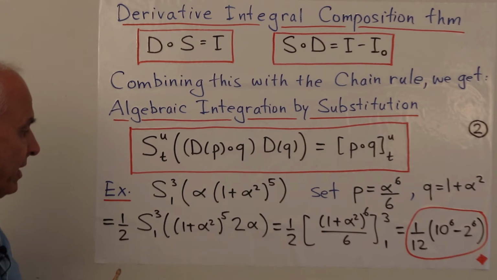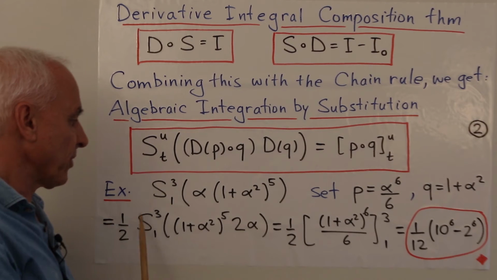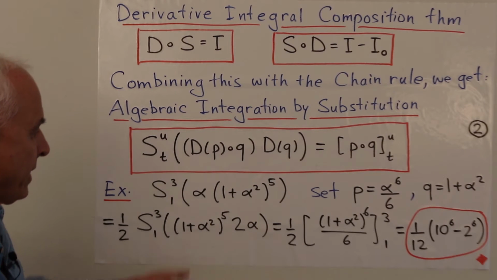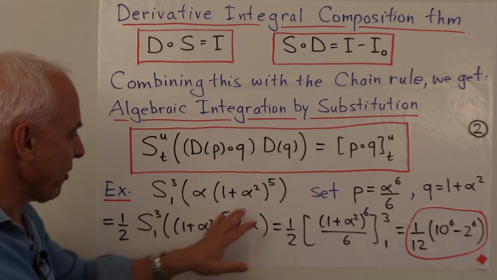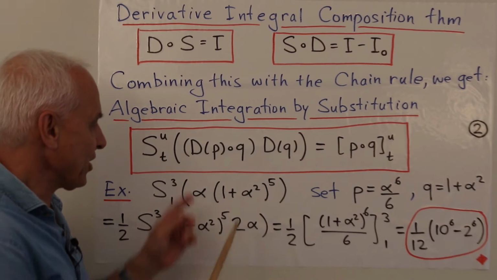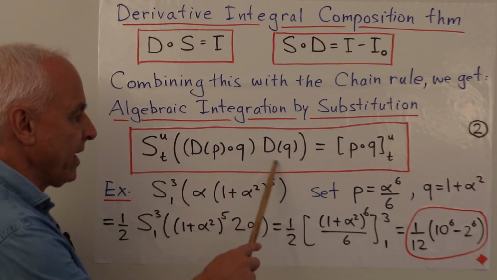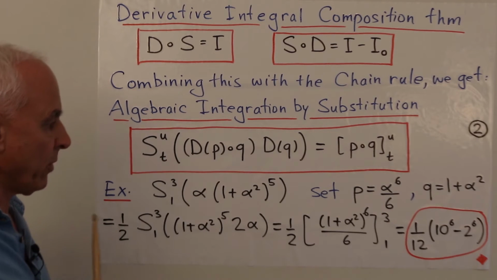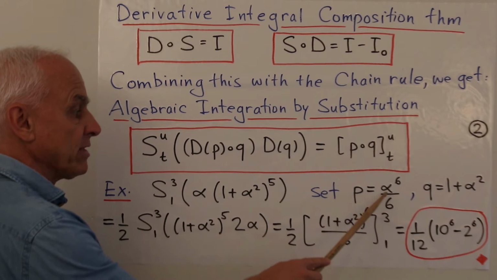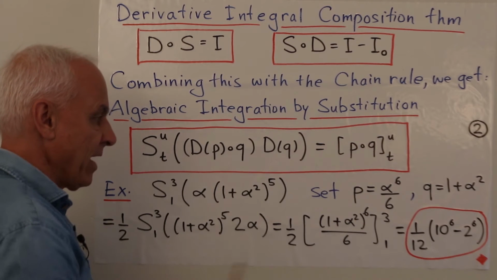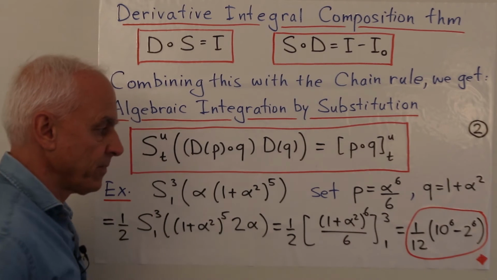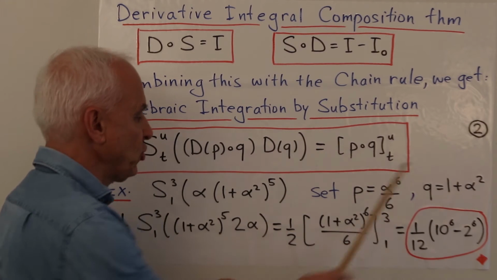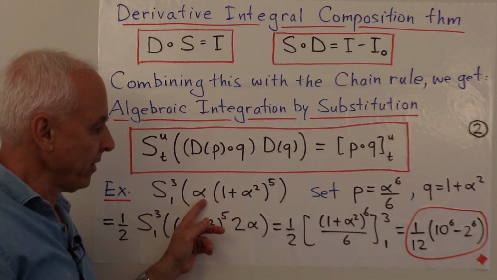Okay, so for an example, let's calculate the integral from 1 to 3 of alpha times 1 plus alpha squared to the 5th. Now the trick is to arrange this in your mind so it looks like the composition of something with a derivative of the thing that we're composing with. So what we can do here in our minds is to set p equals alpha to the 6 over 6 and q equals 1 plus alpha squared. So now the derivative of q is 2 alpha. That's more or less that term there.